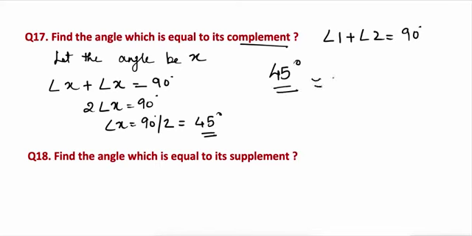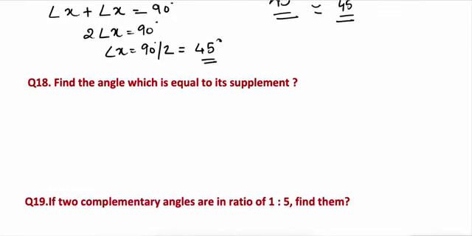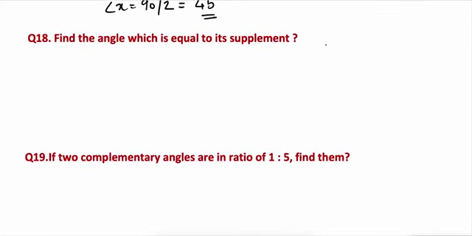Now find the angle which is equal to its supplement. So for supplement we know angle 1 plus angle 2 is equal to 180 degrees.